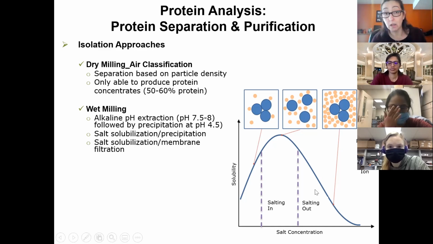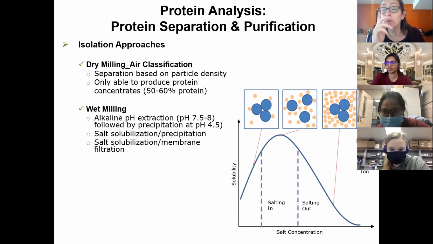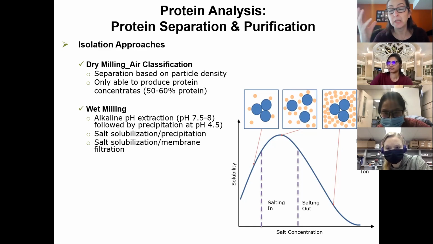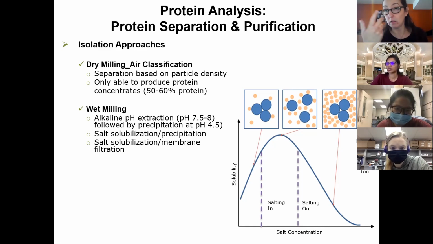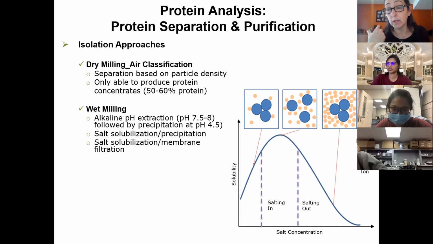I'll talk about salting out in more detail, but you increase the concentration of a specific salt, usually ammonium sulfate. It shields the charges on the protein, prevents the protein from interacting with water, and then it aggregates and precipitates. But this process is not used a lot, and it's not used in industry, period, because of the use of high salt. And then you need to wash that salt out.